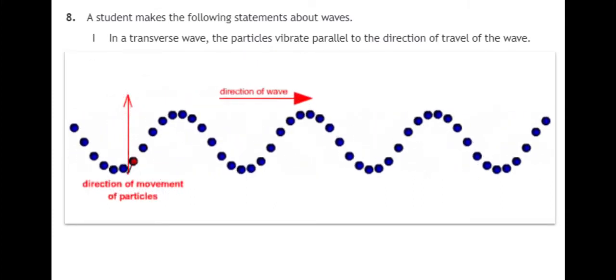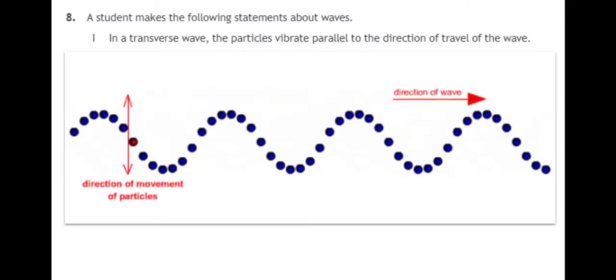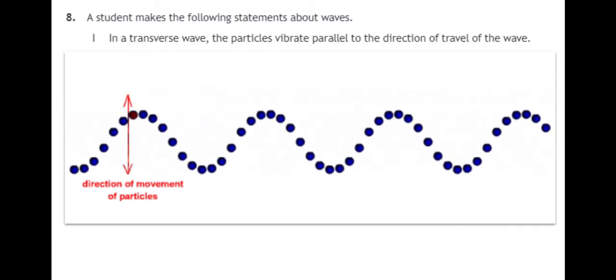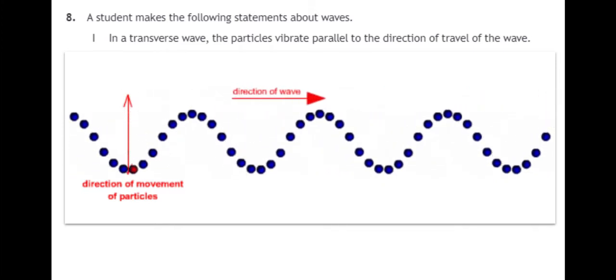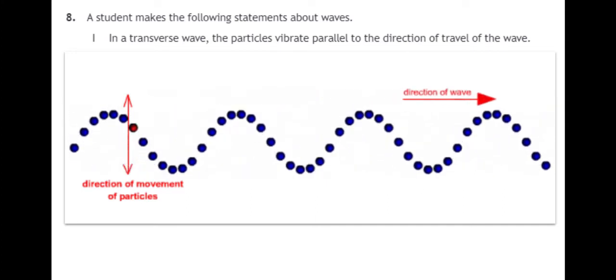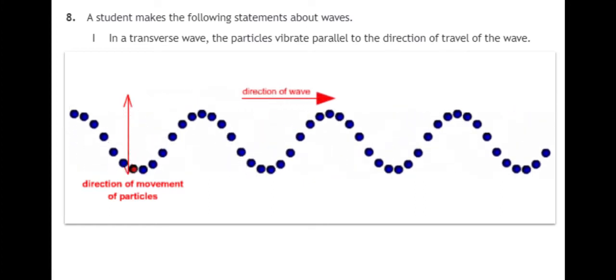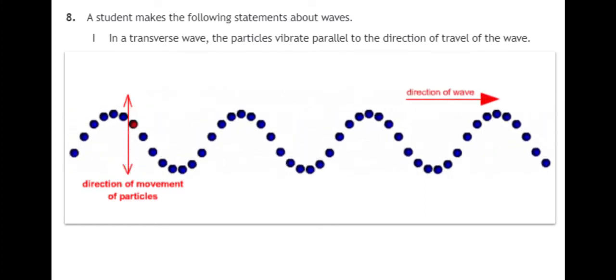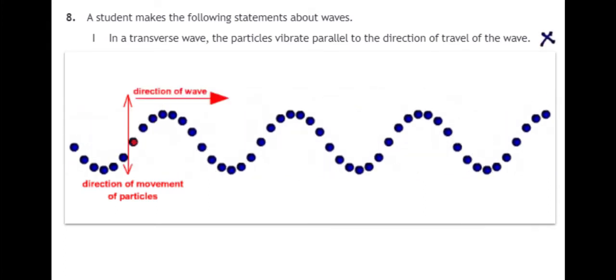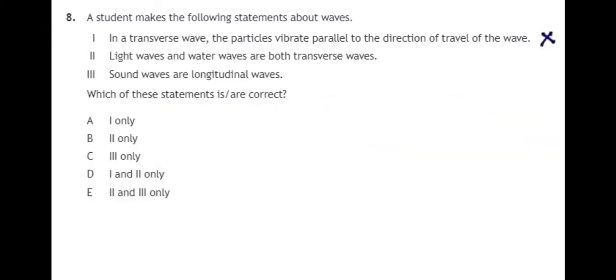Well, here's a transverse wave. In this one, we can see the particles are vibrating in the vertical plane, whereas the wave is moving left to right. So the particles are not vibrating parallel to the direction of the wave, they are vibrating perpendicular to the direction of the wave. So that is incorrect. The second statement, light waves and water waves are both transverse waves. Well, that is true. Sound waves are longitudinal waves. That is true. So both 2 and 3 are correct. So that gives us answer E.